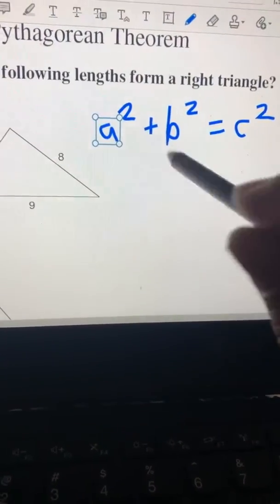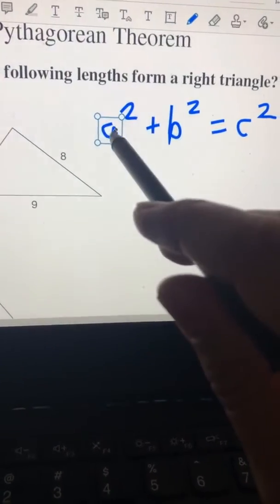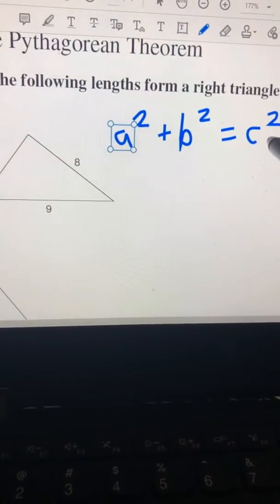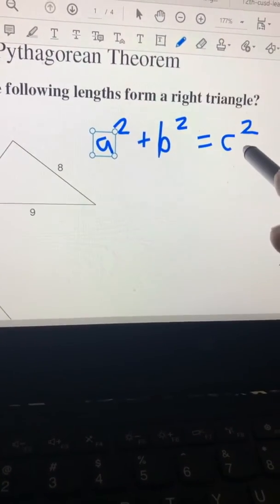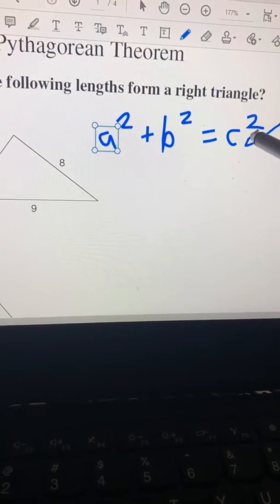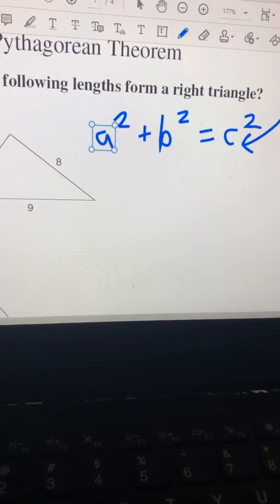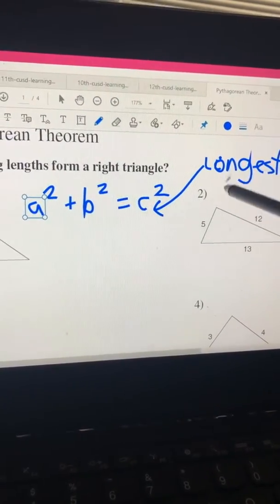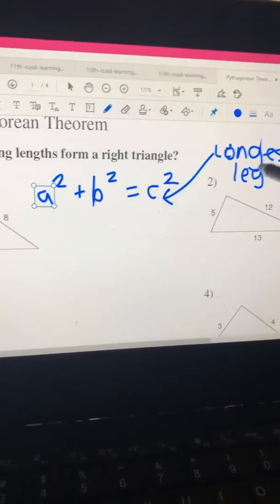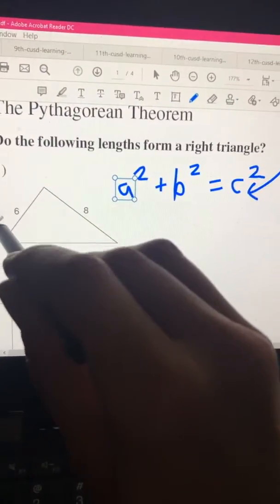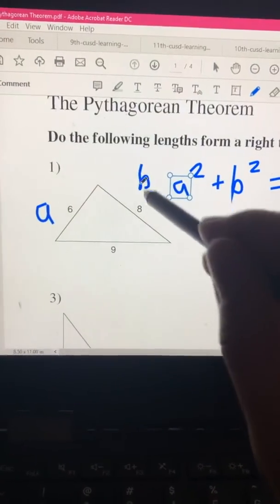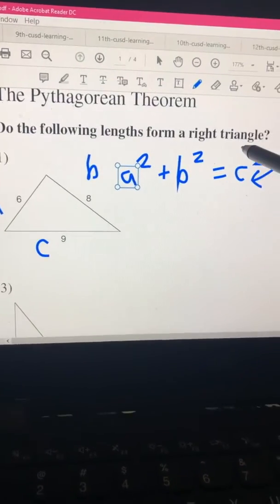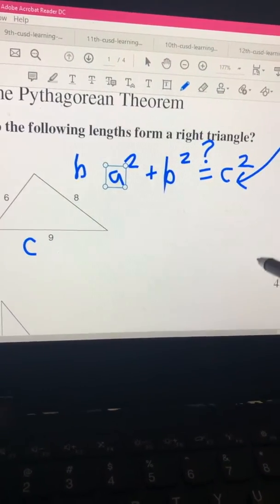Now it doesn't really matter a whole lot what A and B are. The one that's really critical to the problem is C, because that's the hypotenuse and it should always be the longest leg. So for A, let's just say that it's 6, and B, let's say it's 8, and since this is the longest leg, this would be C. What we want to know more than anything else is if it will be equal, so I'll put a question mark there.